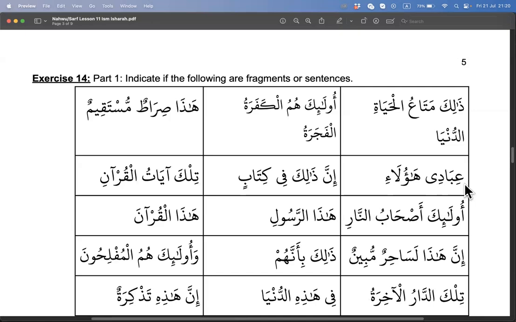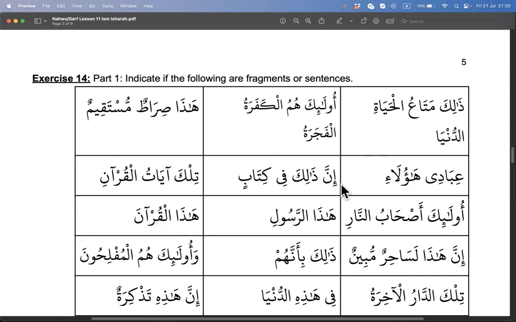This one, "yang badi haulai", is a fragment. It's saying "these slaves of mine." If "haula" is in front, it becomes a sentence: "These are my slaves." Because "haula" is in front with no "al", it's a sentence. So idafah plus pointer is a fragment. Try to remember that.